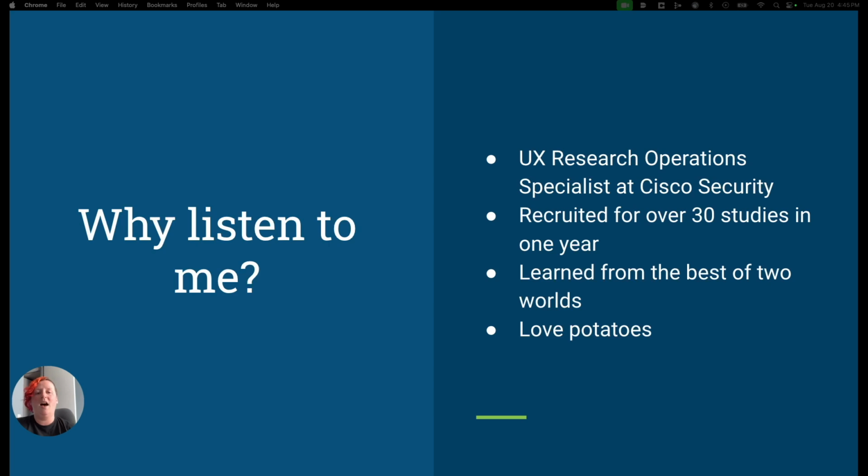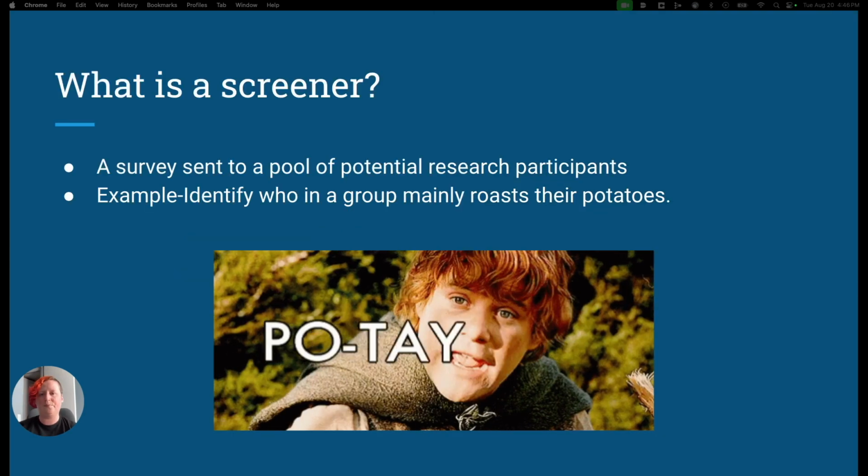But for when you get back, I've been a research operations specialist for over a year at Cisco Security. I have spent the last year recruiting for over 30 studies filled with highly technical and highly paranoid participants. They are not easy to find and harder to convince to come talk to a stranger about their security operations. I have also had the privilege to learn from two amazing women veterans of recruitment from the B2C and academia worlds, my teammate Laurel Schreiber and my manager Carolyn Morgan. I also love potatoes, and yes, this will be relevant shortly.